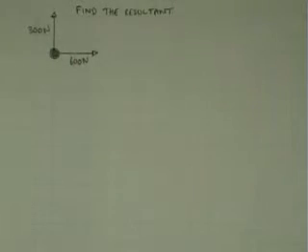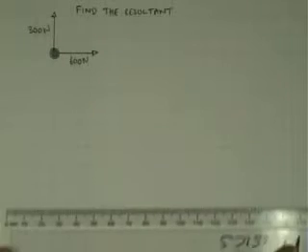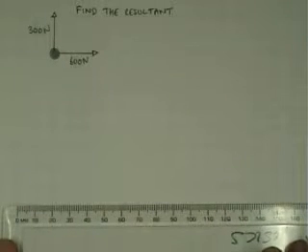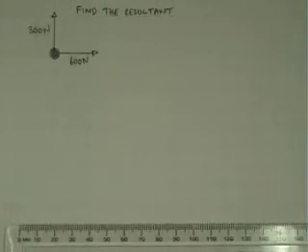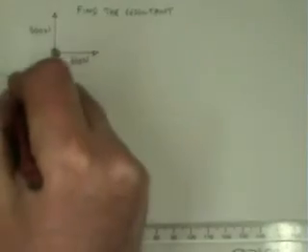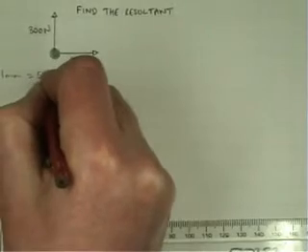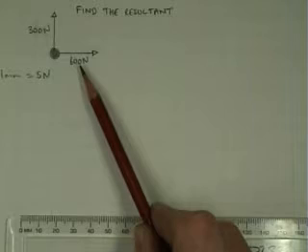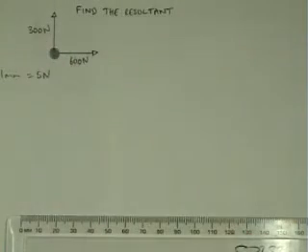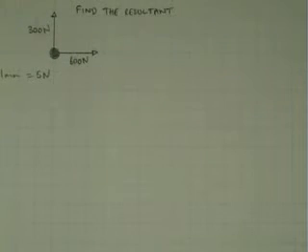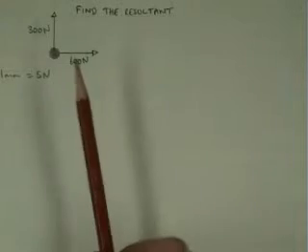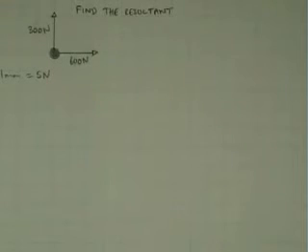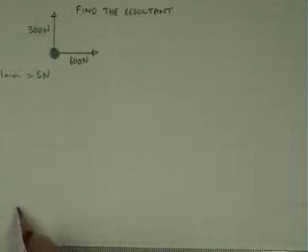So we need to choose a scale. A suitable scale would be to have 1 millimetre representing 5 newtons, which means that the 600 newtons will be 120 millimetres long and the 300 newtons will be 60 millimetres long. We need to choose a suitable place to start, and because the forces go to the right and upwards, it makes sense to start in the bottom left hand corner of the page. So we can start our diagram there.